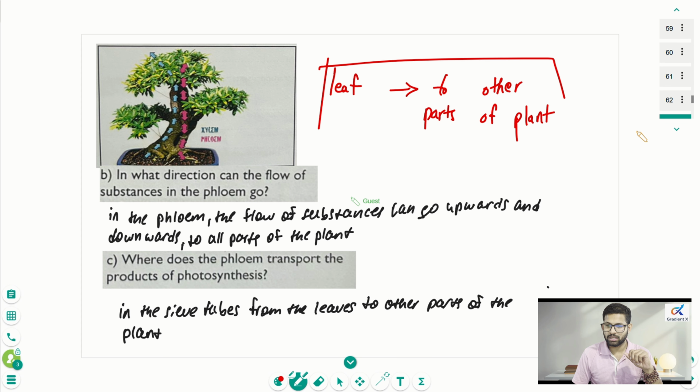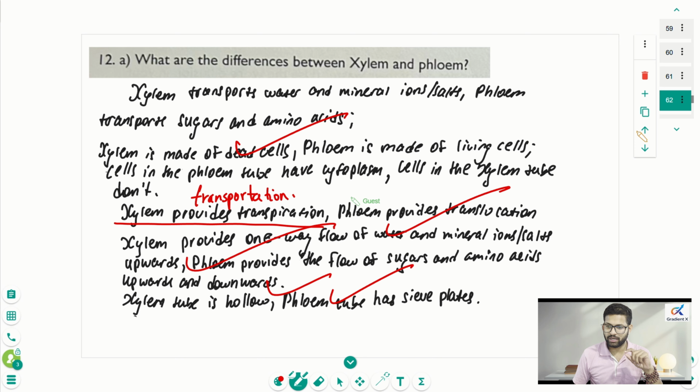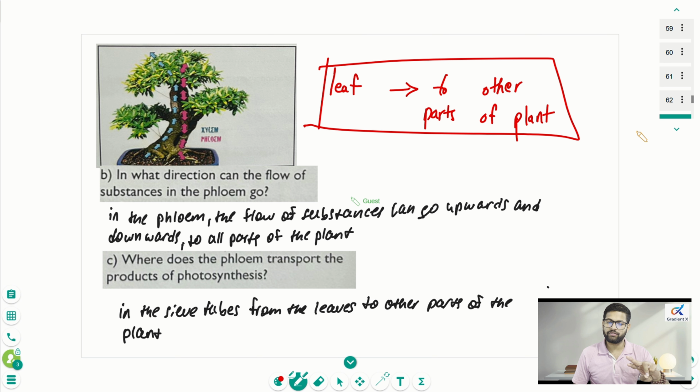Like you mentioned over here, translocation, right? That is a good part. I'm giving a star for this. But when you are defining it, in the phloem the movement of substances can go upwards and downwards to all parts of the plant, but specify that it is going specifically from leaf to other parts of the plant. Understood? Next.